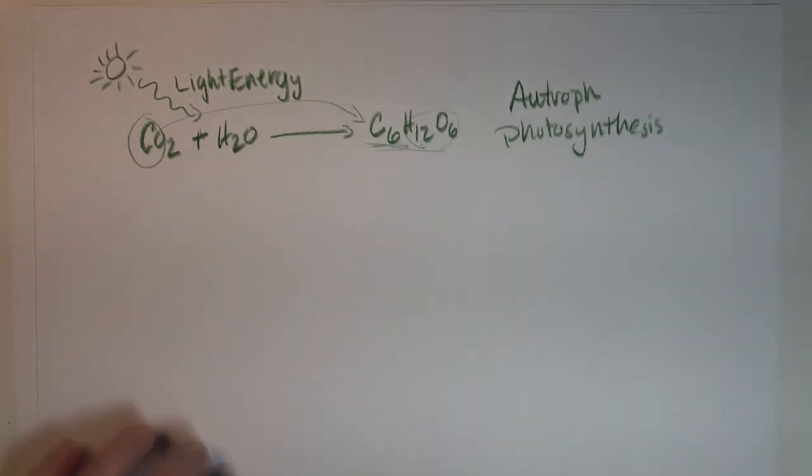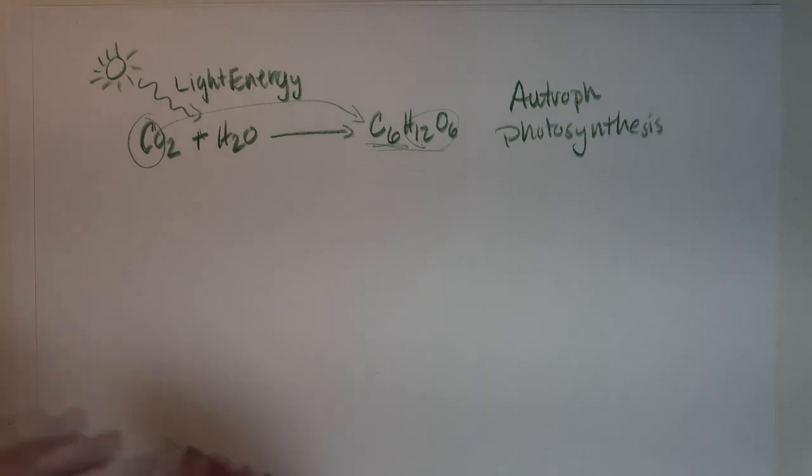Now, this is really the basis for a lot of the biosphere of planet Earth. All the other organisms, all the heterotrophs, feed off of these autotrophs. Without autotrophs in an ecosystem, there is a real issue because we don't have the energy source coming in. We don't have the nutrient carbon coming into the system.